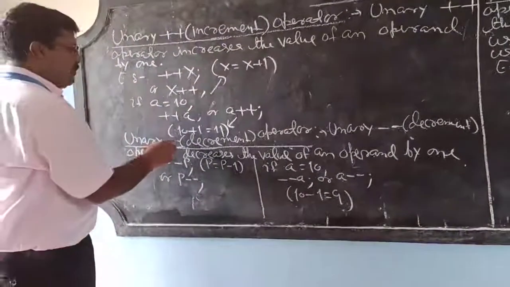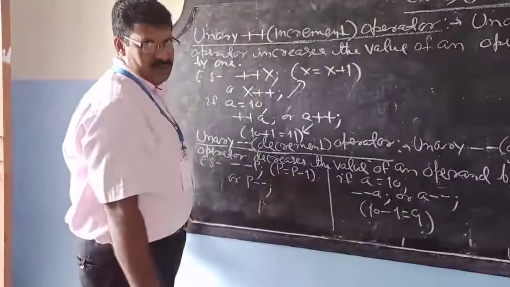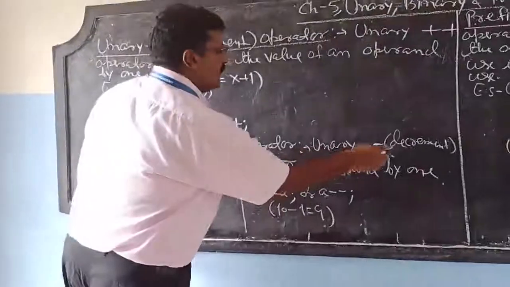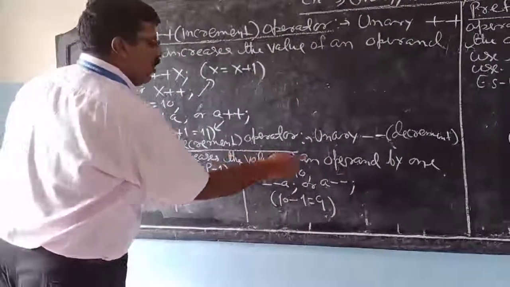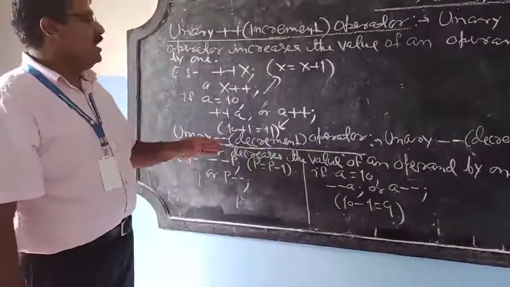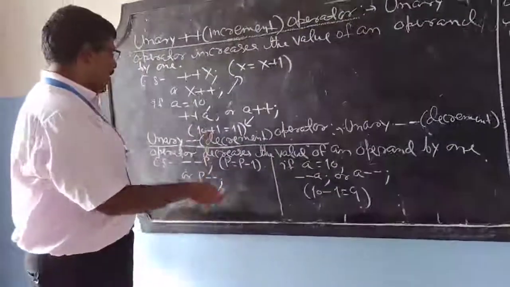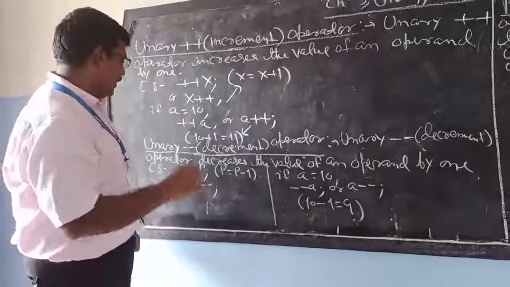Now, unary minus minus. It is called the decrement operator of Java. So unary minus minus is the decrement operator of Java. It decreases the value of an operand by 1. It is just the opposite of plus plus. Plus plus is used to increase the value of an operand by 1, and minus minus is used to decrease the value of an operand by 1.